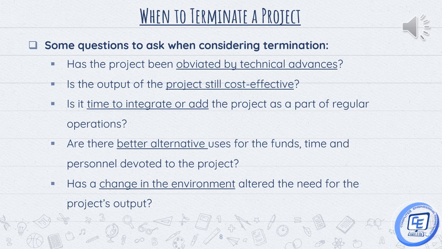Next question is, did any change in the environment alter the need for the project output? Okay, so this is also a very relevant question considering the environment. If it can alter the output, then we can decide whether to keep the project, whether to make any changes, or whether to terminate it. Okay, so these are the simple 5 questions to understand when to terminate the project. Is this the right time to terminate the project?